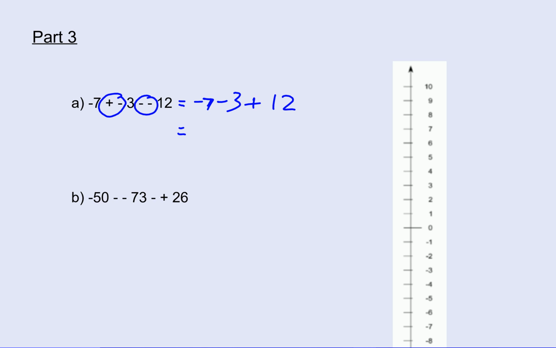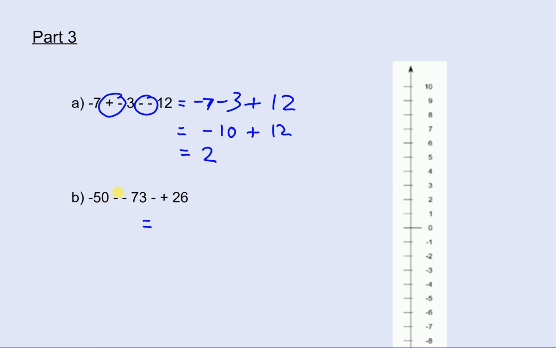Now I guess we can do it bit by bit, but we'll try to do it in one go. So -7, -3. I start at -7, go down 3, takes me to -10. So for that first bit, I can write this down, -10. Now I've still got to add 12. And using the number line, if I start at -10, and go up 12, I finish at 2. Hopefully you're getting a bit more confident with that.